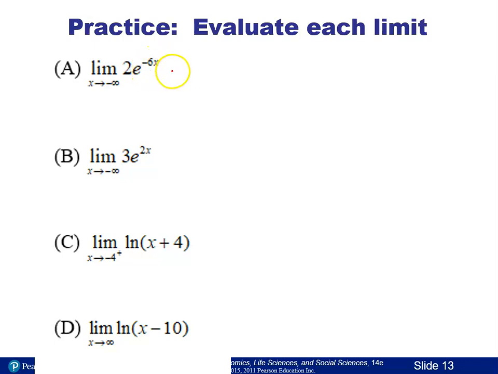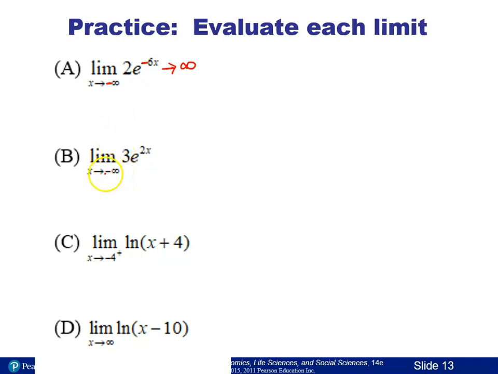Okay, this one, if we're looking at it, you think about if I were to put in a really large number in the negative direction, like negative a million or something like that, this negative and this negative are going to cancel each other out. And so basically I'm going to have like 2e to the positive 6x. Because of that, this is going to be going to infinity as its limit.